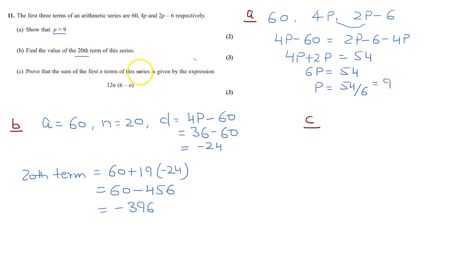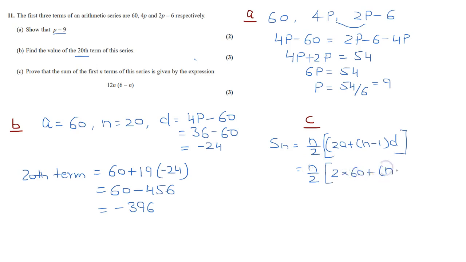Prove that the sum of the first n terms of this series is given by the expression. The formula for the sum of n terms is Sn is equal to n over 2 times 2a plus n minus 1 d. So we'll put these values. So this is n over 2, 2 multiplied by 60, plus n minus 1, and d is minus 24.